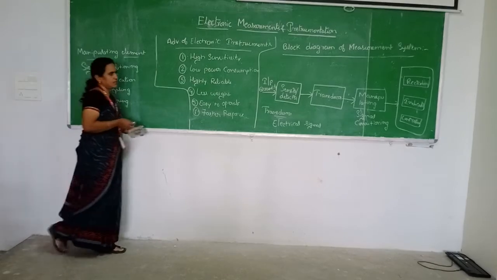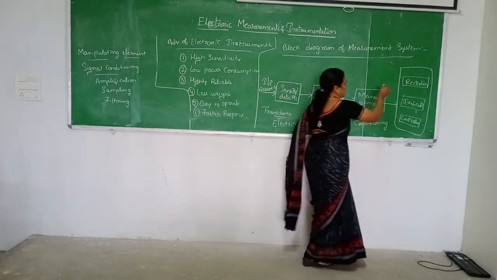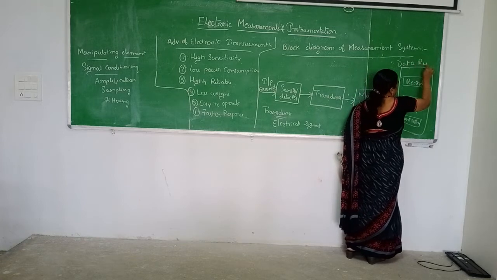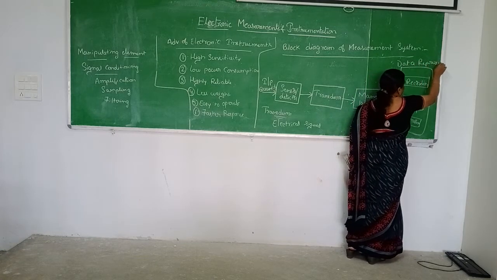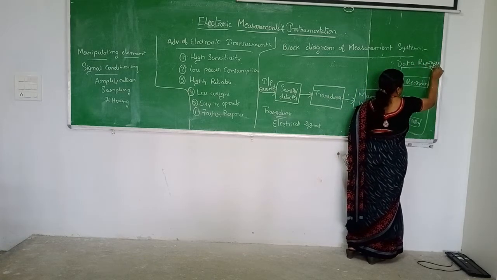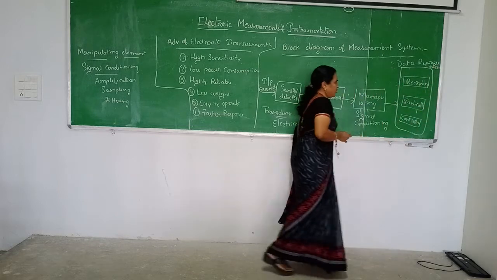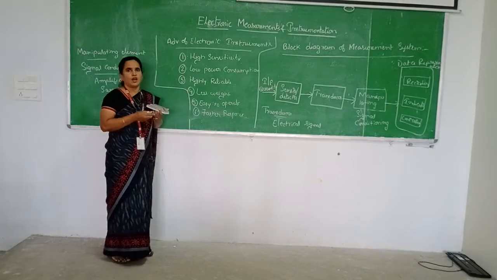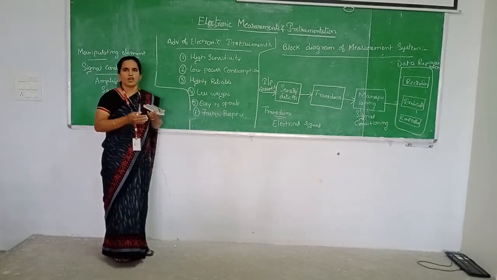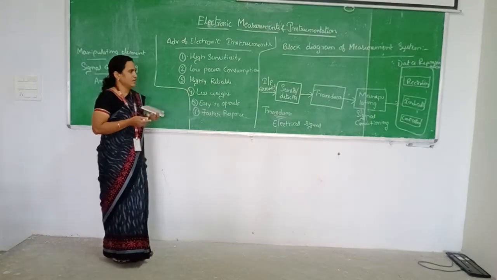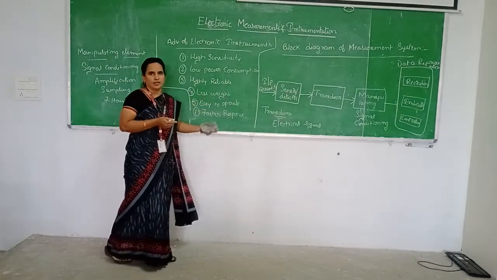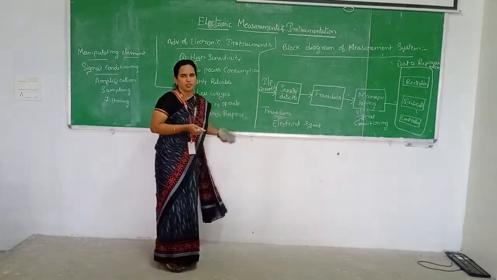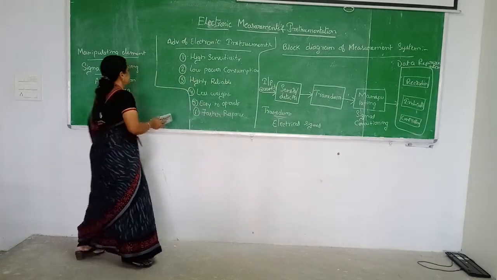Next block is the data representation block. This block displays the output signal or records the output signal or controls the output signal. So this is the important general block diagram of a measurement system.